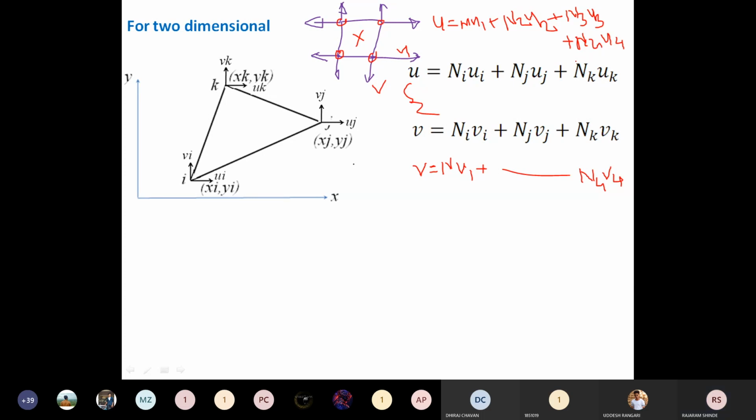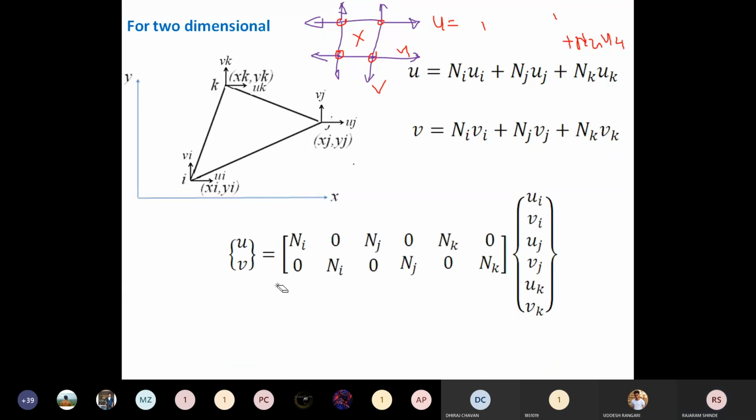Now for the triangular element, we can write this in matrix form, that is u and v. u is the variable displacement in x direction, and v is the variable displacement in y direction, equal to the shape function matrix times the nodal displacements. Already you have seen this equation.